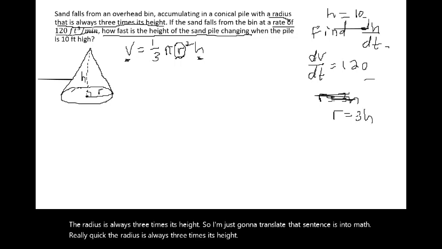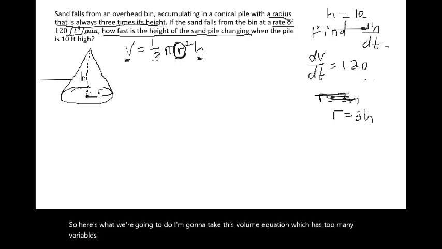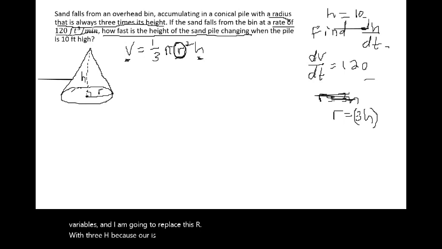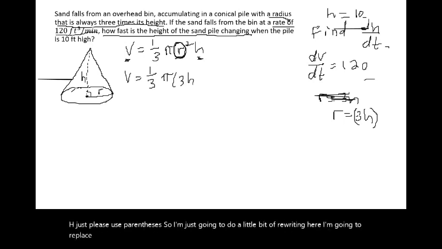So here's what we're going to do. I'm going to take this volume equation, which has too many variables, and I am going to replace this r with 3h. Because r is always equal to 3h, I can replace r in this equation with 3h. Just please use parentheses. So I'm just going to do a little bit of rewriting here. I'm going to replace r with (3h) squared times h.